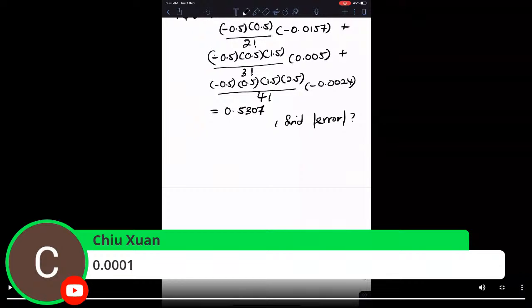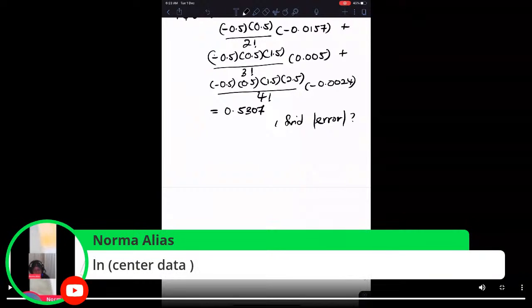So what should I do if the data location is at the center? I said that you can use forward, you can use backward. You cannot use divided difference, because divided is for non-uniform data. This is uniform data.